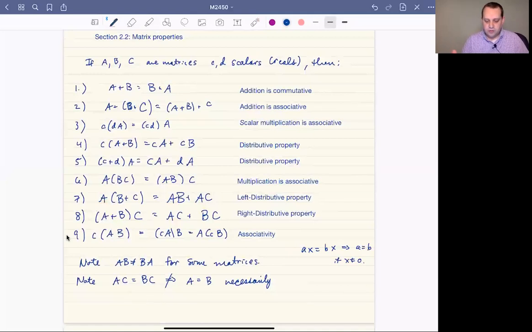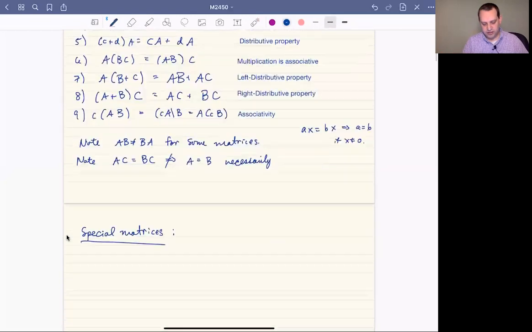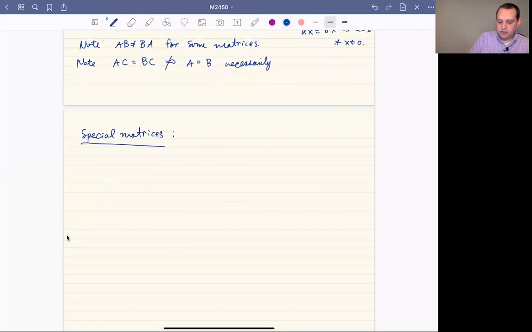And that's really all I wanted to say about the properties. There's a few other special matrices that I think are worth mentioning. There's the multiplicative identity, which we talked about before. The multiplicative identity is the n by n identity matrix. I'm going to write it I sub n.